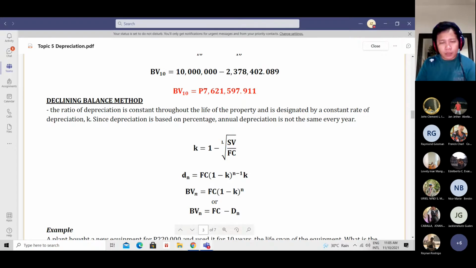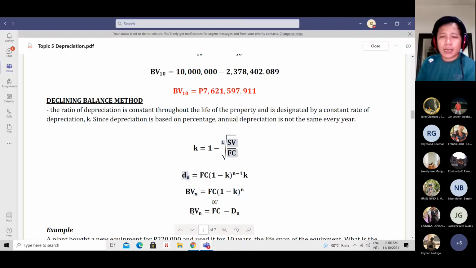Okay? So you have a direct formula for annual depreciation. You have first cost times 1 minus K to the power of N minus 1 times K. And you have a direct formula for the book value. Okay? So for the book value, it will not be dependent on the annual depreciation or the total depreciation. By the way, this is annual depreciation. Take note, total depreciation is capital D. So your direct formula for book value would be first cost times 1 minus K to the power of N.